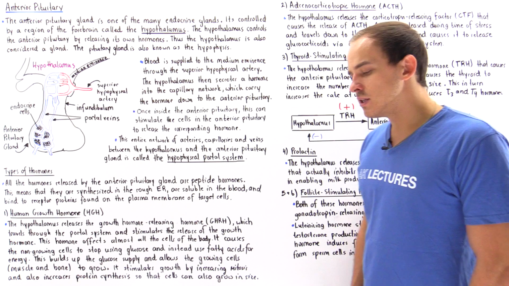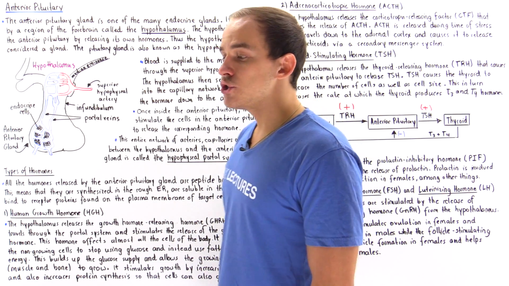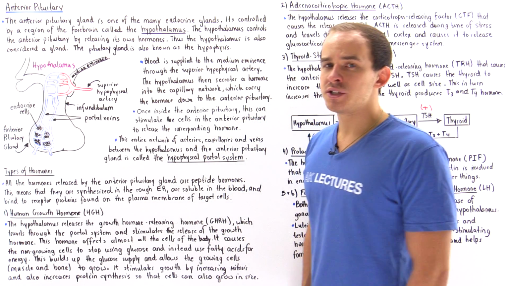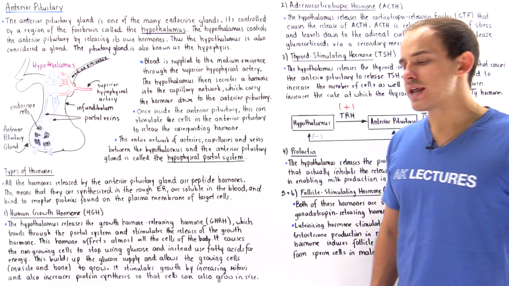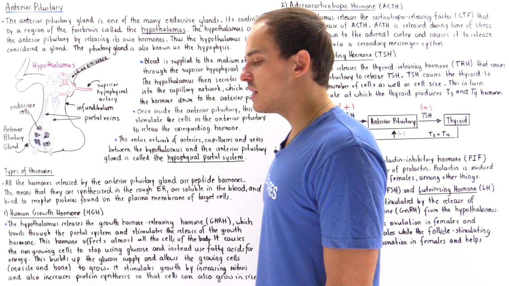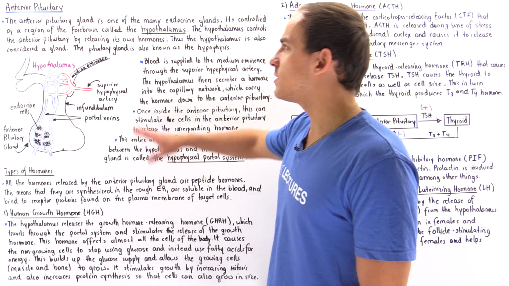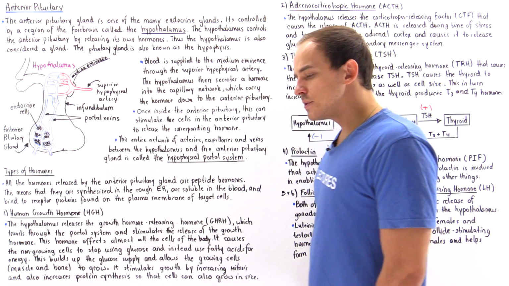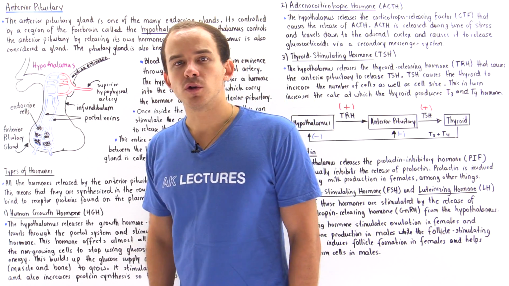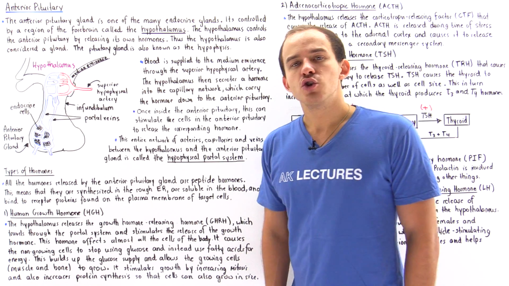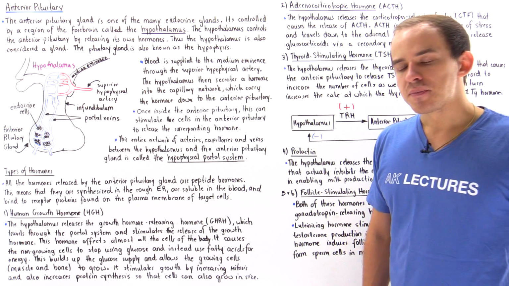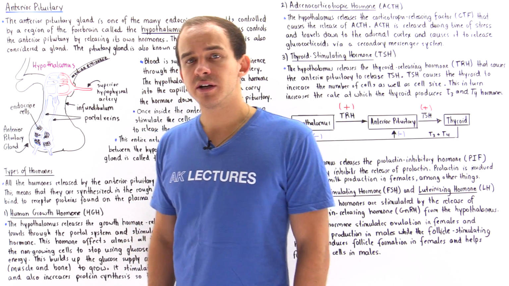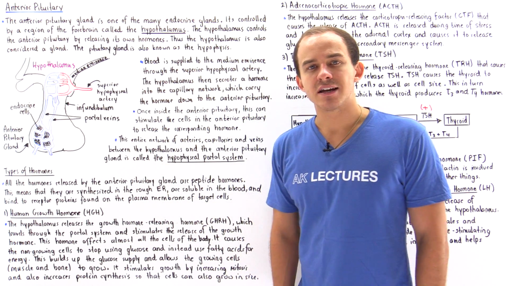Now, the pituitary gland can actually be broken down into two sections. We have the front portion, which is known as the anterior pituitary gland, and the back portion known as the posterior pituitary gland. In this lecture, we're going to focus on the anterior pituitary gland. Now, the anterior pituitary gland is actually controlled by a section of the forebrain known as our hypothalamus. The hypothalamus controls the anterior pituitary gland by using its own set of hormones.